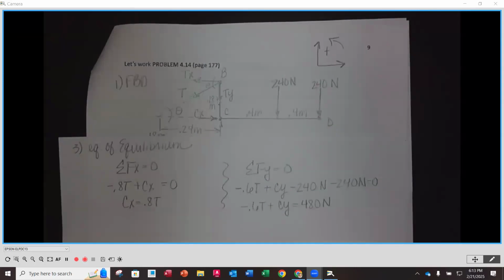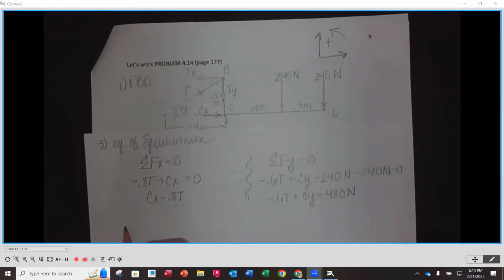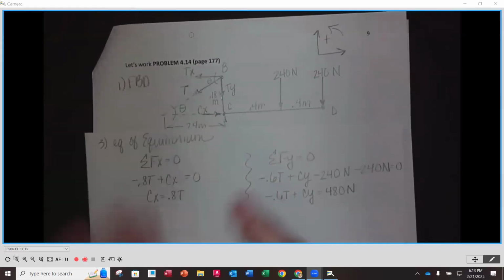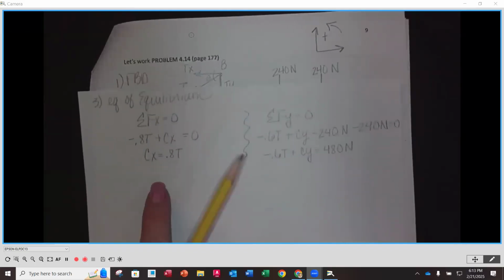I've got my sum of moments that I can sum around a point and set equal to 0. So that's what I'm going to do next. I'm going to leave a little bit of extra room underneath here because I know I'm going to come back and fill some of those in. So I'm going to go down here.